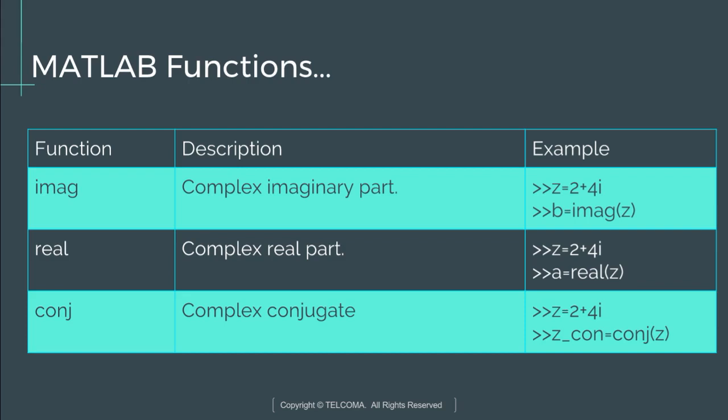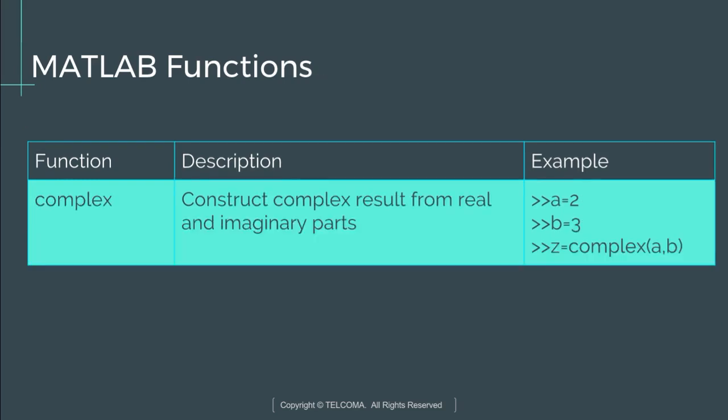Next is conj. This function is used to write the complex conjugate. And the last is complex. This function is used to construct a complex result from real and imaginary parts.